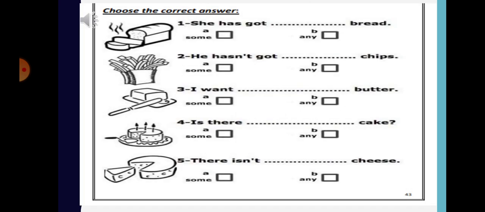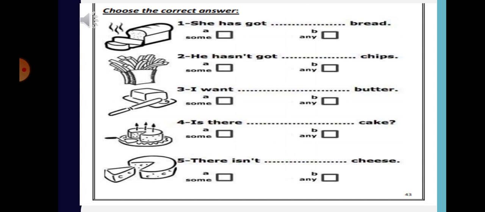Now, open your grammar page 43. Let's answer some questions. Let's start with the first question. Choose the correct answer. Number one, she has got bread.